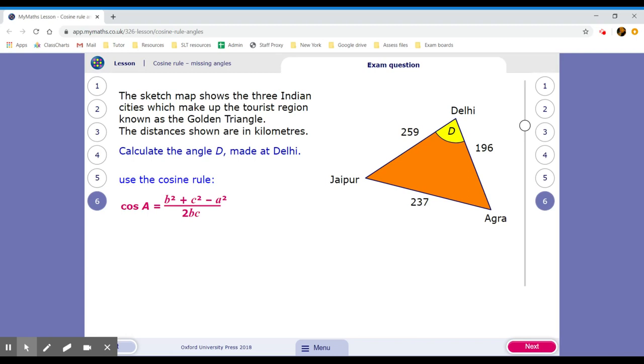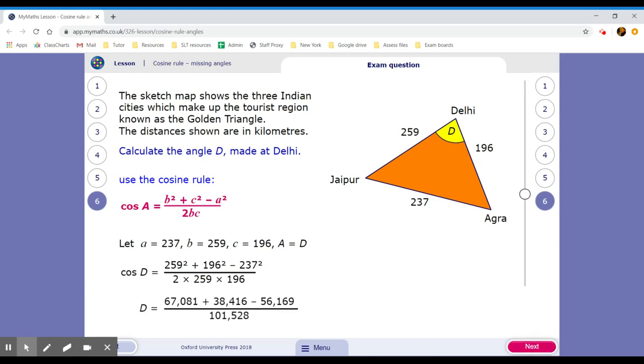So we've got our standard formula that we can use. We're going to say capital A then is this one angle at the top. So little a will be 237. Little b and c, they've got it as little b is 259 and little c is 196, but it doesn't matter if those two are the other way round. We then need to substitute everything into our formula. So we've got cos of angle D is our 259 squared plus 196 squared minus 237 squared over 2 times 259 times 196. Well, you can work out all the squares and the denominator to give us that value. Simplify your numerator and you'll end up with that answer.